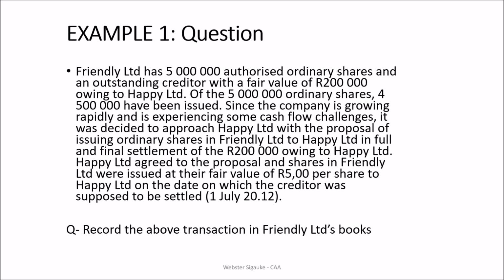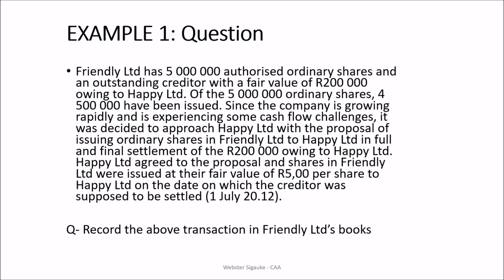So let's go through an example. Friendly has 5 million authorized shares and an outstanding creditor with a fair value of 200,000. Of the 5 million shares, 4.5 million have been issued, so they still have potential to issue 500,000 shares. Since the company is experiencing some cash flow challenges, it has decided to approach Happy with the proposal of issuing shares in Friendly to Happy in full and final settlement of the 200,000 owing to Happy Limited. Happy agreed to the proposal, and the shares in Friendly were issued at their fair value of 5 Rand per share to Happy on the date which the creditor was supposed to be settled.